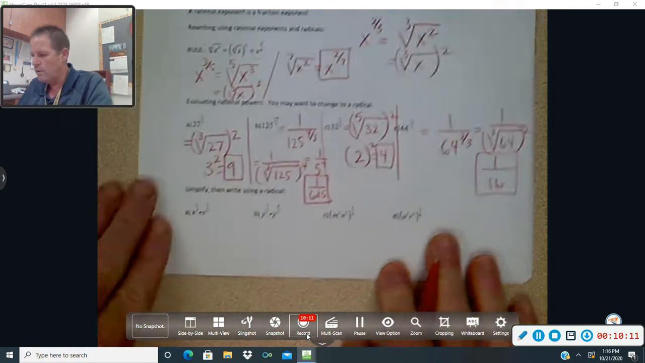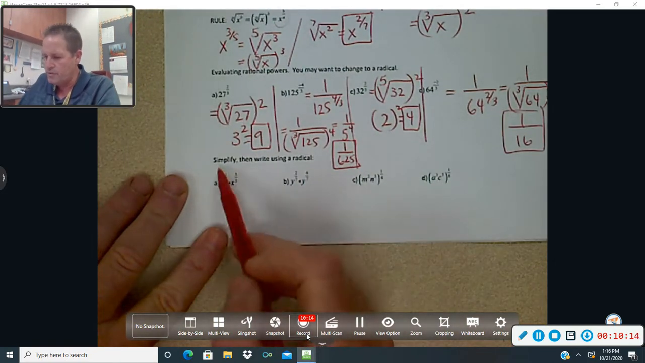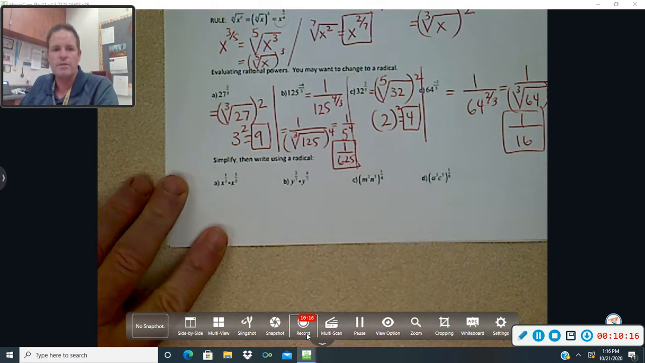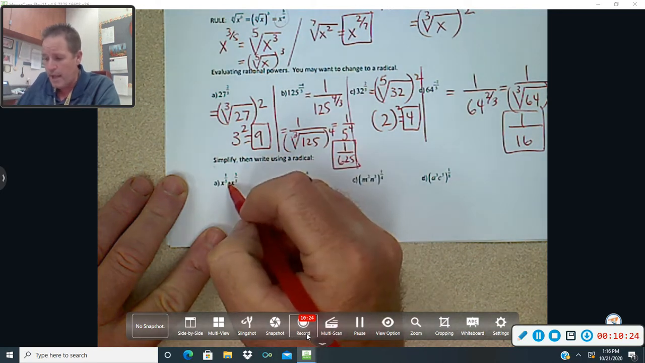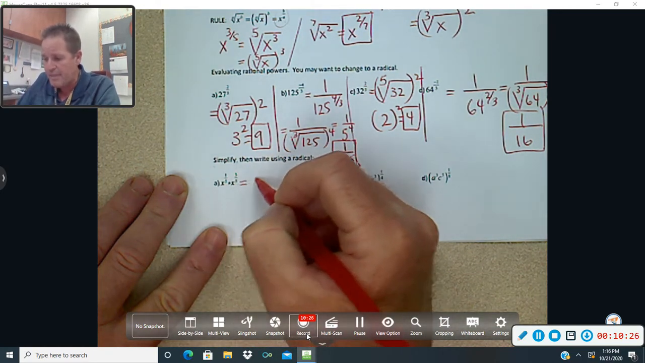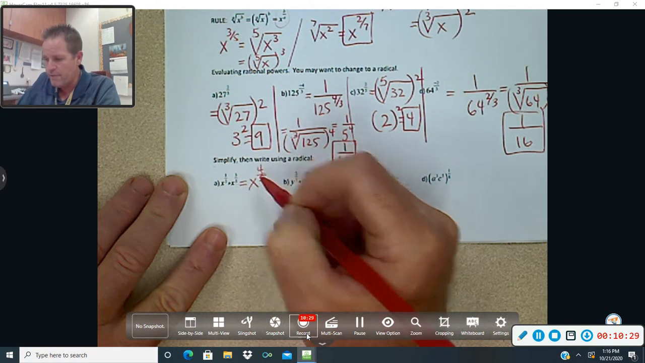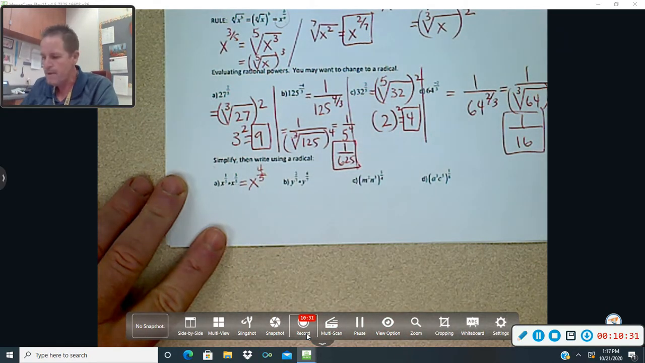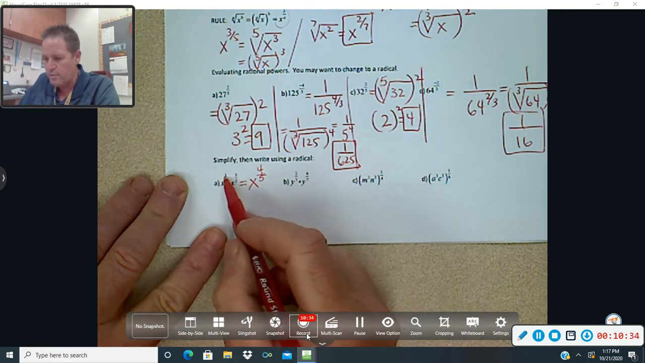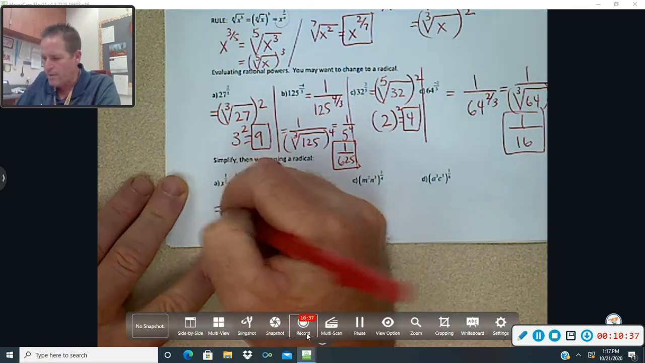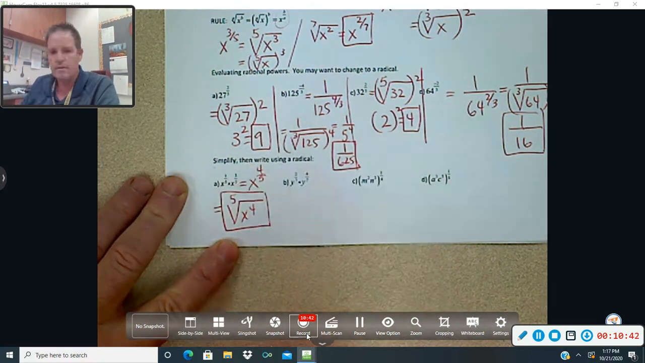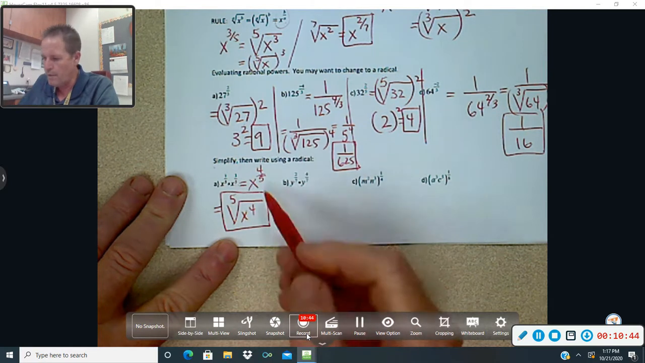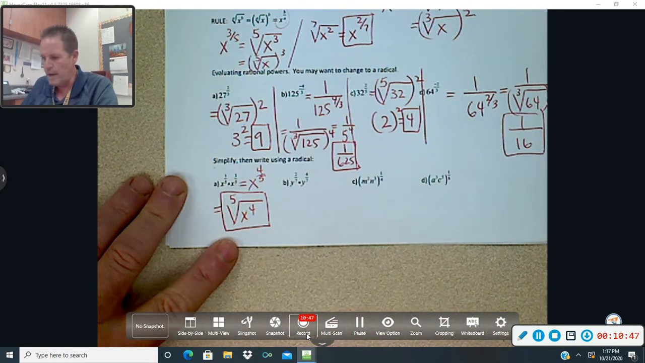All right, now we come down here, and they want us to simplify, then write it using a radical. Meaning we've got to put this together. So we're going to use exponent rules to do that. Exponent rules say that if we're multiplying with the same base, we can add the exponents. x to the 4/5. I just added the exponents, 1/5 plus 3/5. And now I'm going to rewrite as a radical, the 5th root of x to the 4th. And there's our answer. We rewrote our fraction exponent as a radical.